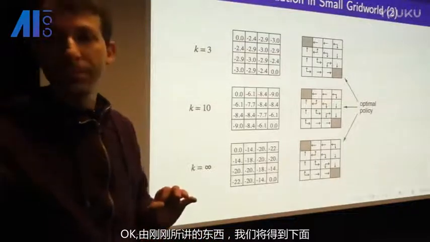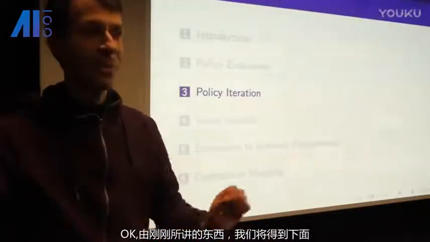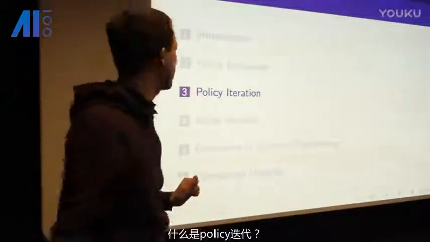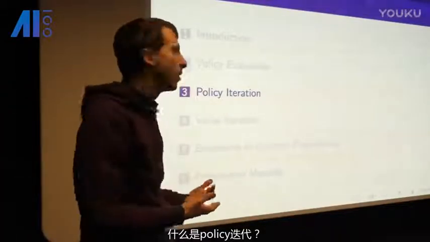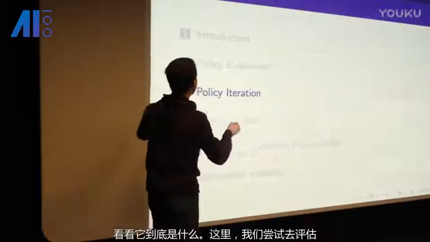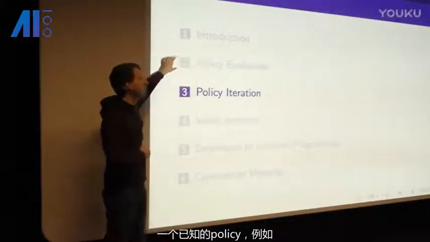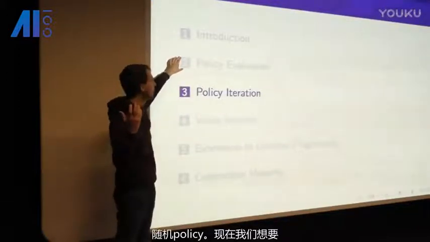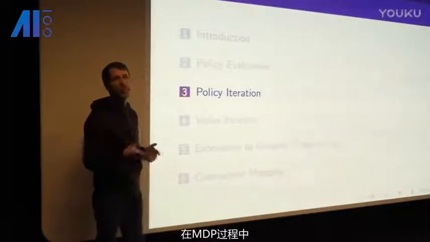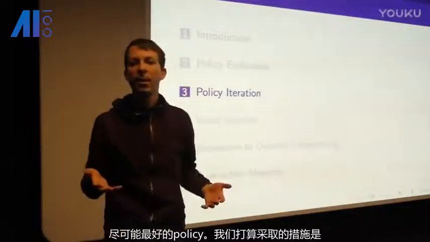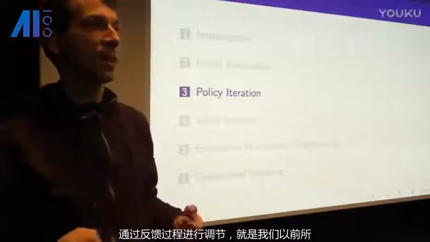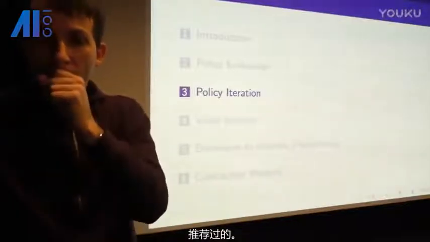Okay, so that question was great because it leads me right into the next section, which is policy iteration. Now we're going to talk about the next problem. Here we were just trying to evaluate a fixed policy, for example, the uniform random policy. And now we want to actually find the best possible policy in the MDP. And the way we're going to do that is by a feedback process, just as was suggested then.